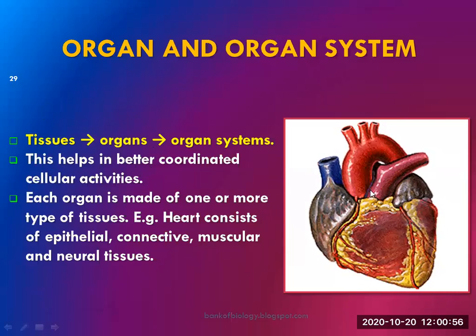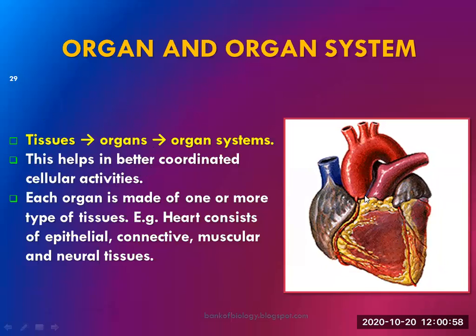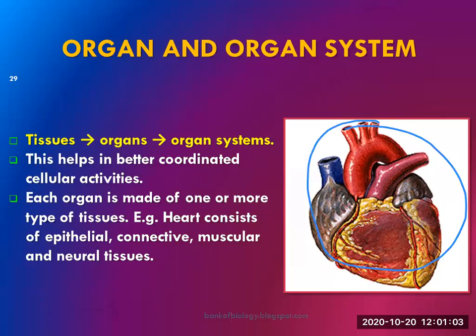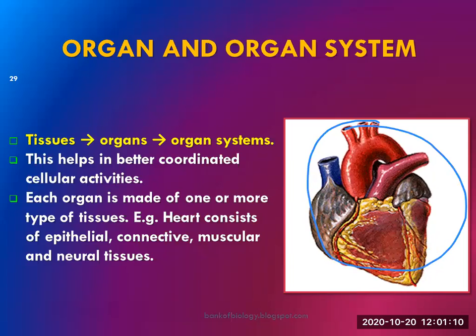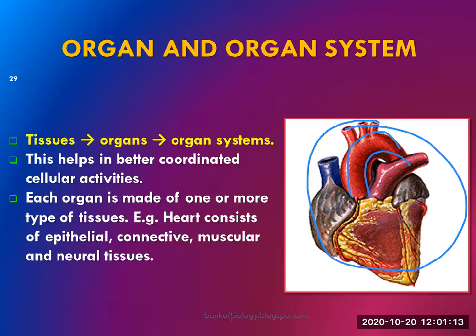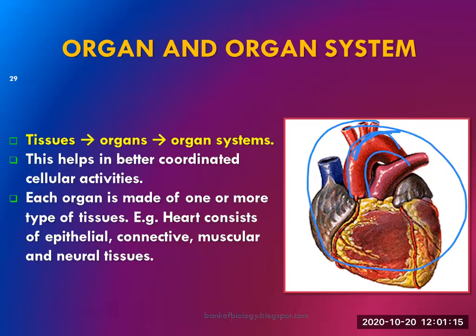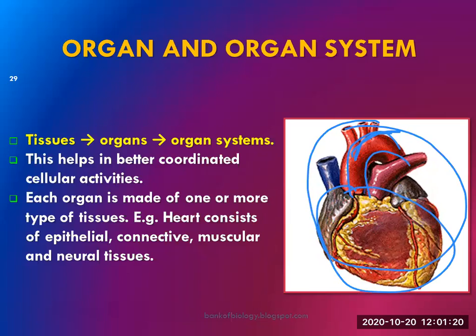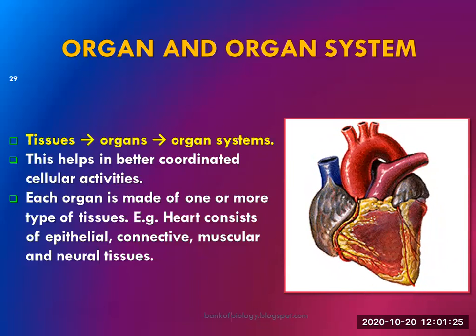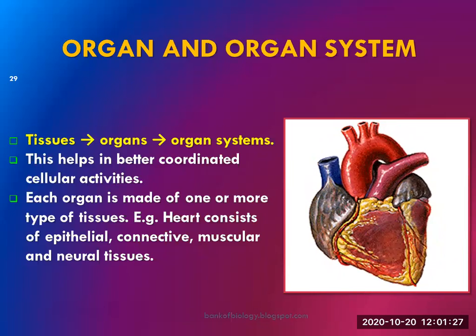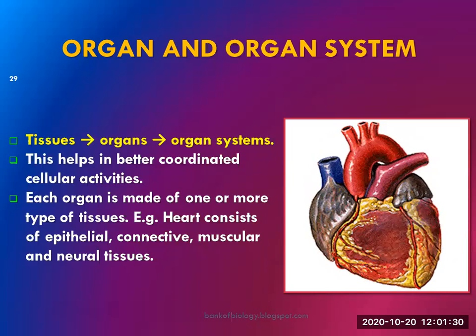You see on the screen, we have the heart. Heart is surrounded by the fibrous pericardium, which is made up of irregular, dense, fibrous connective tissue. In the heart, blood vessels are present. In the blood vessels, smooth muscle is present, and the heart itself is made up of cardiac muscle. So that means the heart contains epithelial tissue, connective tissue, muscular tissue, and nervous tissue.